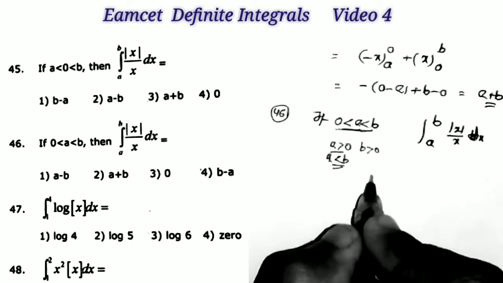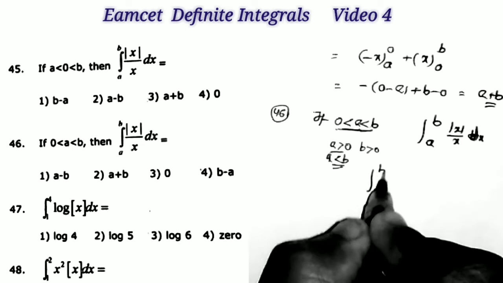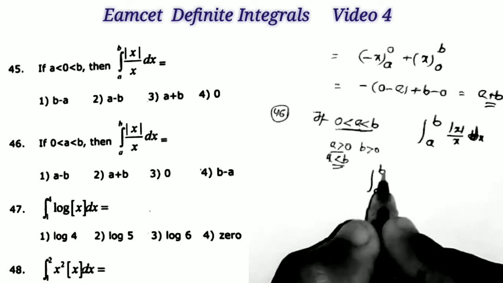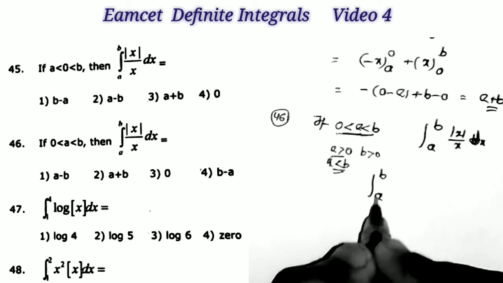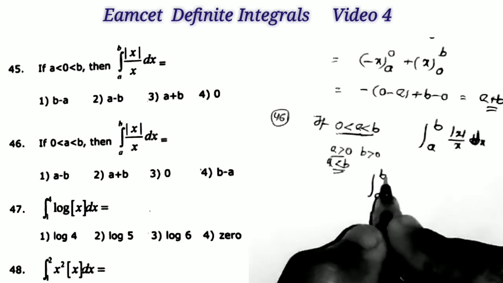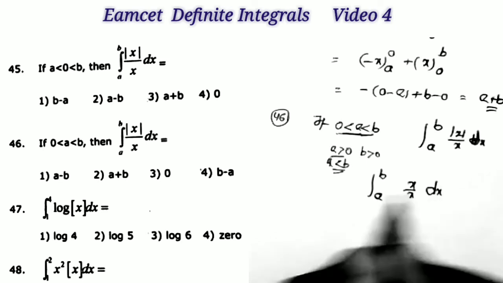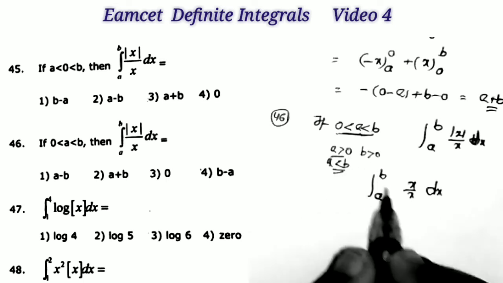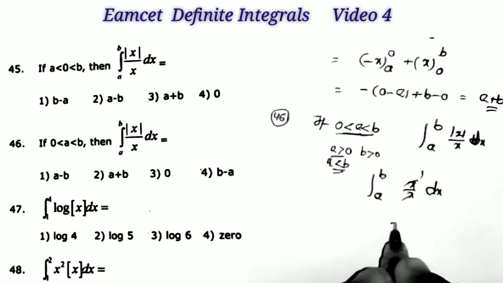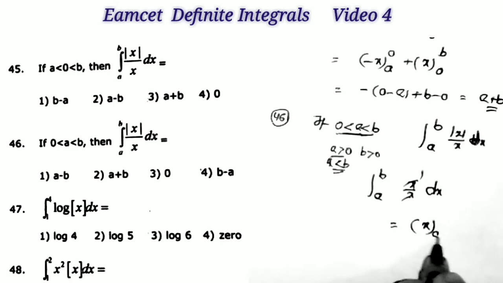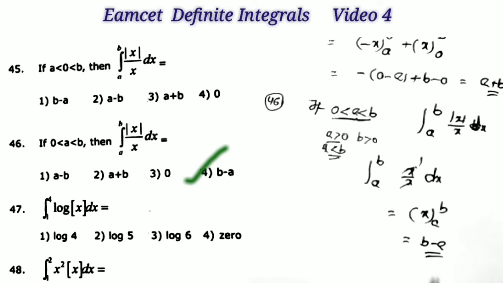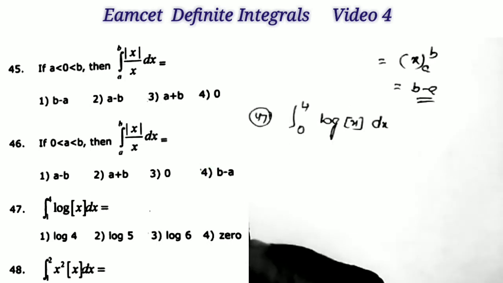That is the integral a to b. Both are positive values, so suppose we take the interval 1 to 2. Then it is a positive value, so |x| becomes plus x. Since both are positive values, |x| is equal to x. That gives the integral of 1, which is x, and replacing the limit values, the answer is b minus a. And that is the last option. Okay. Next question, sum number 47.